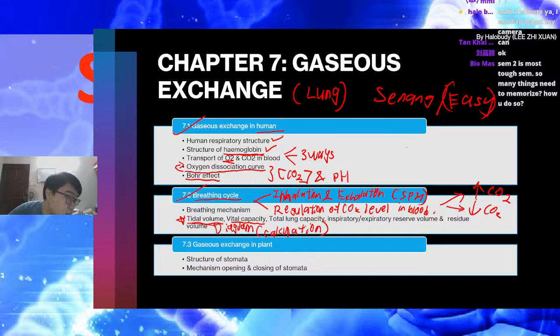Got one question from someone. He said that SEM 2 is more stuff, so many things need to memorize. How do you do so? This one I will explain later, but for the first question I can answer now, that many things need to memorize. Yeah, biology is actually not SEM 2 only. Even in SEM 1, there are also many things to memorize, right? If you guys already went through SEM 1, right?